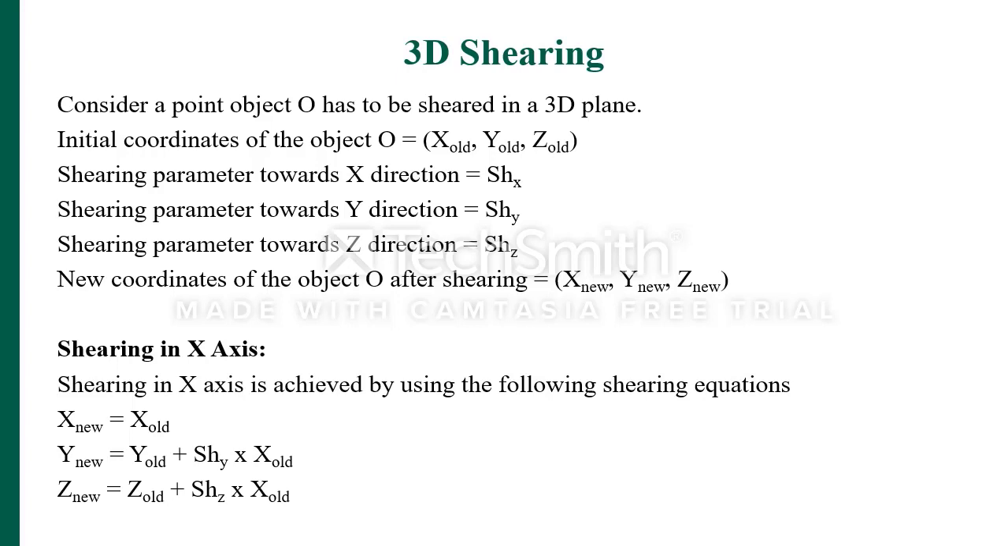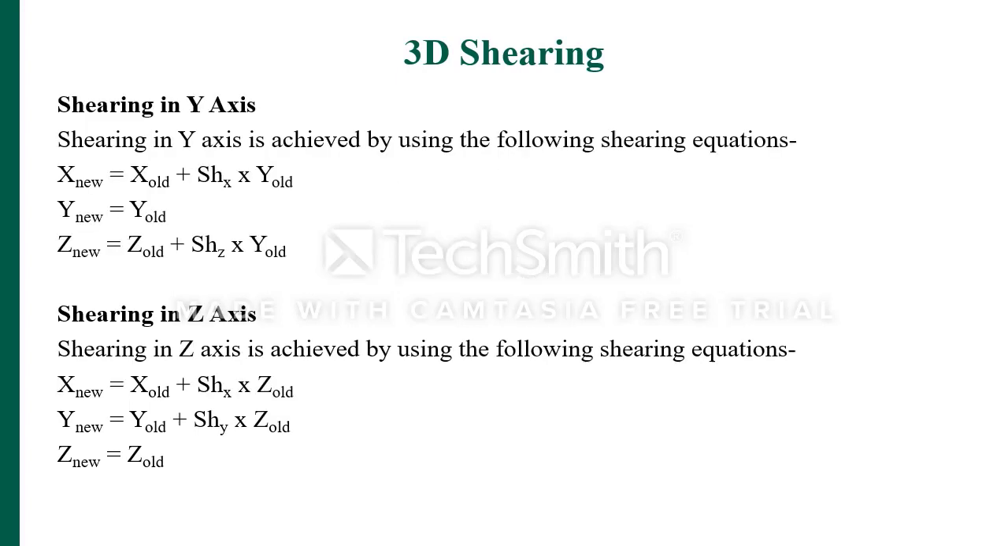Next, a point that has been sheared in 3D. The initial coordinates are x old, y old, and z old, and the shearing parameters are shx for the x direction, shy for the y direction, and shz for the z direction. So the new coordinates will be x new, y new, and z new. In shearing along the x-axis, x doesn't change, so x old goes to x new, and y old plus the parameter for the y direction, shy, multiplied with x old gives y new, and for z new, z old plus shz multiplied with x old gives the z new value.